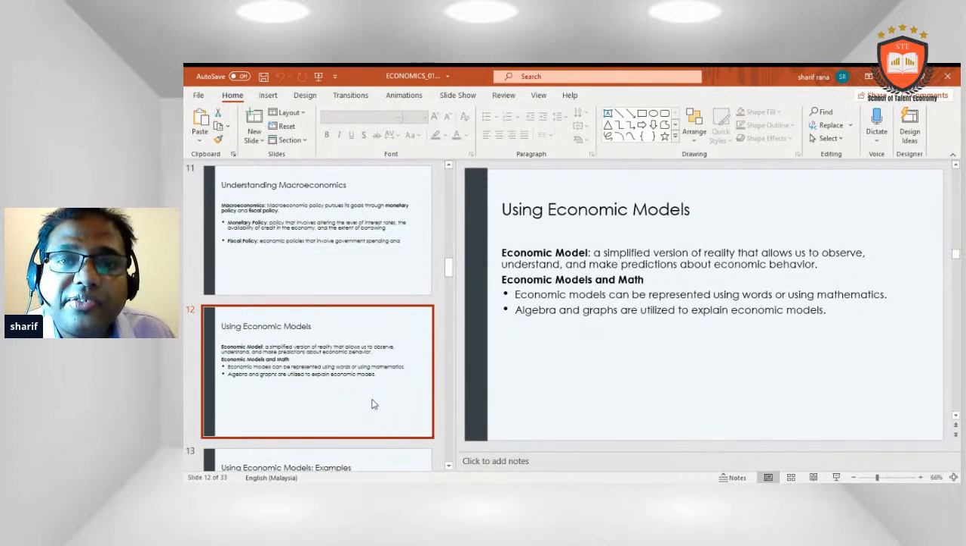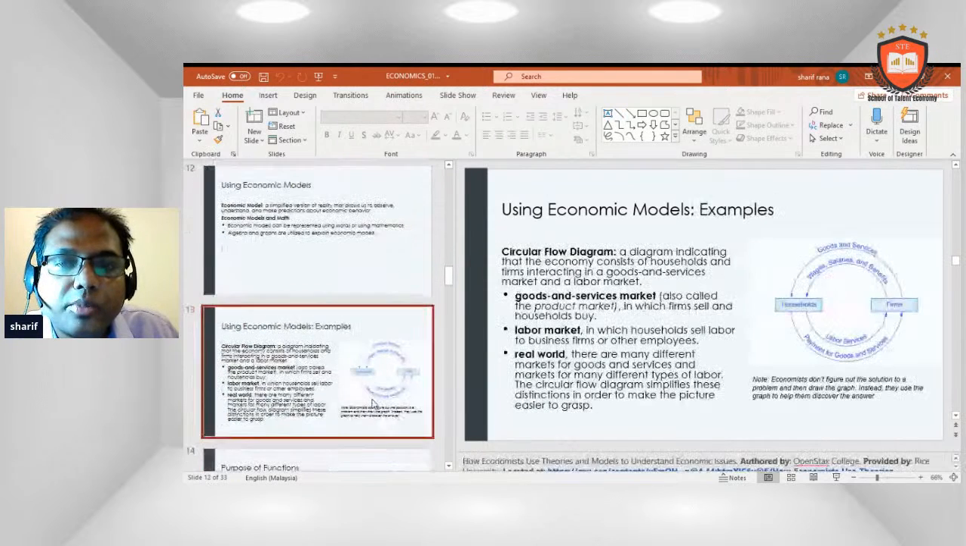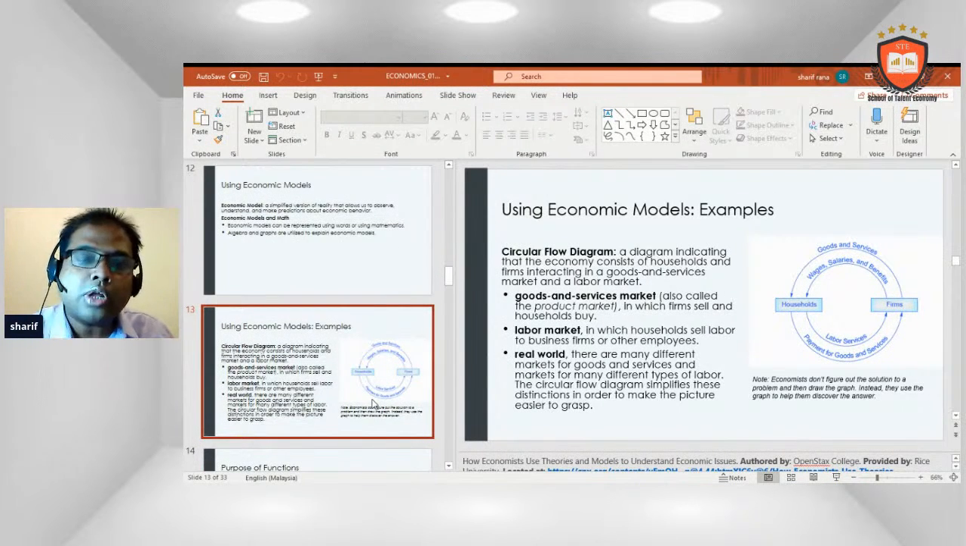Economic model: a specific version of reality that allows us to observe, understand, and make predictions about economic behavior. Economic models and math: economic models can be represented using words and/or using mathematics, algebra, and graphs are utilized to explain economic models. Using an economic model example, circular flow diagrams.